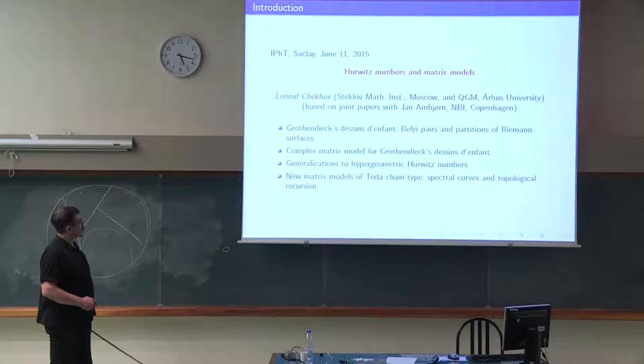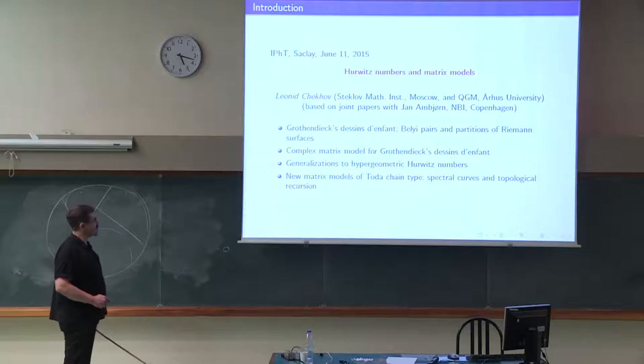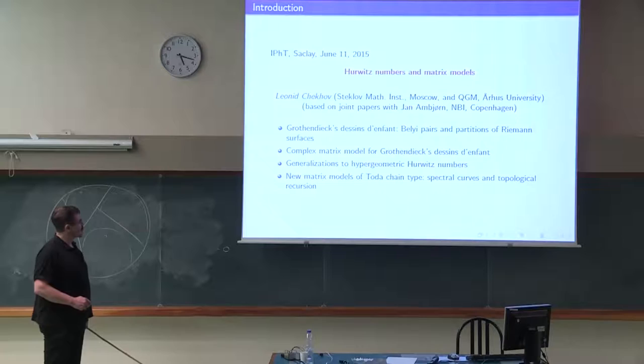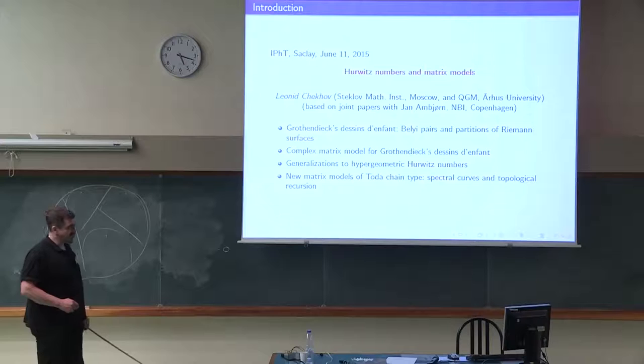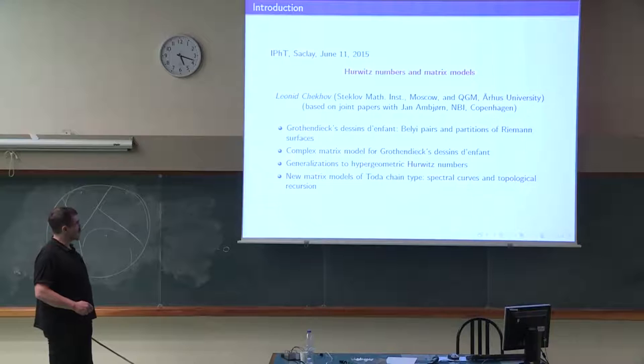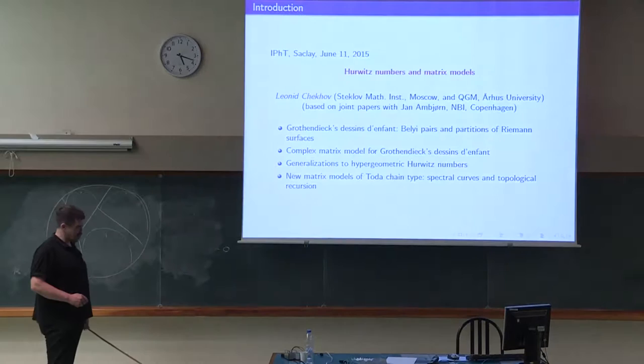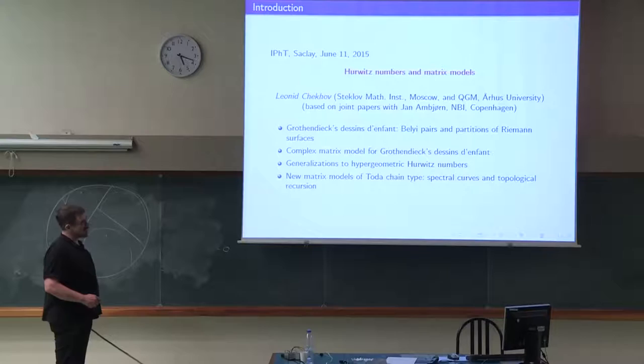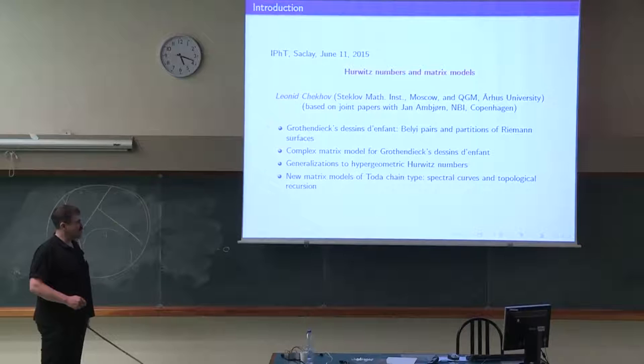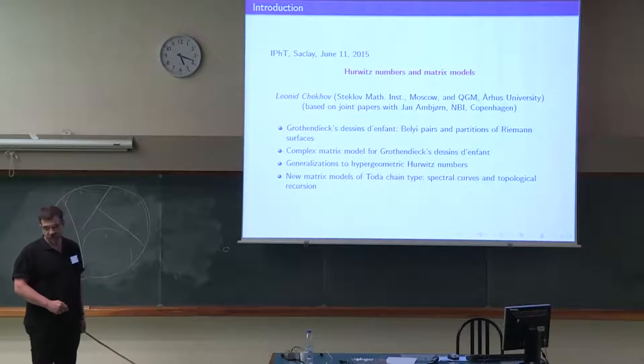and start with a simple combinatorial model and simple combinatorial description of Grothendieck-Dessins-d'enfants, their relation to Belyi pairs and partitions of Riemann surfaces. Then we'll go to a complex matrix model for these Grothendieck dessins d'enfants. Then we consider generalizations of these models for what is called hypergeometric Hurwitz numbers. And it actually happens that these generalizations give rise to, I would say, new matrix models of Toda chain type, for which we are able to find spectral curves and develop a topological recursion.